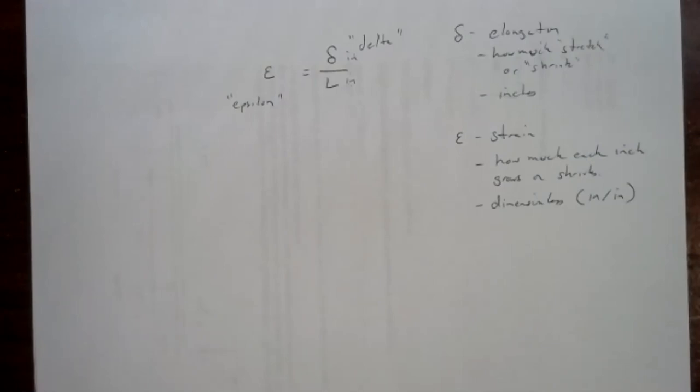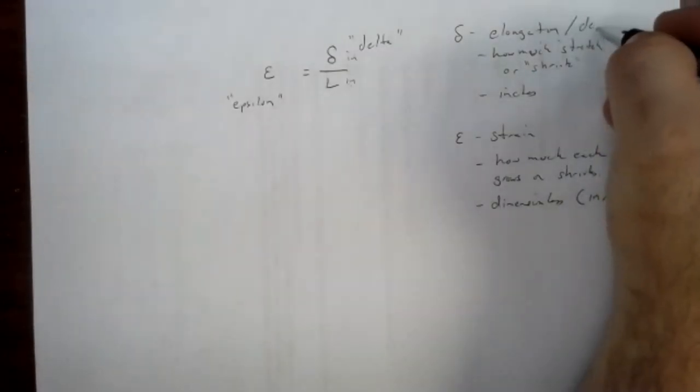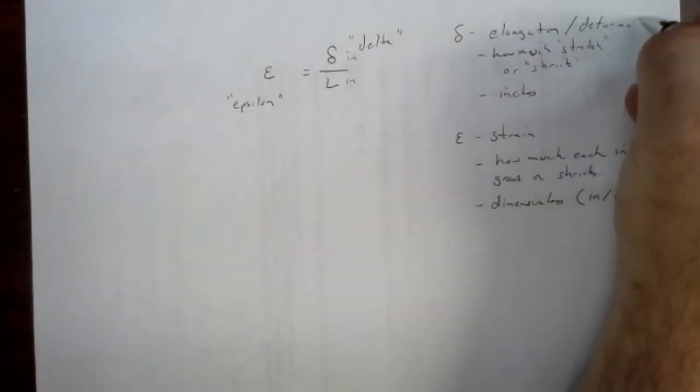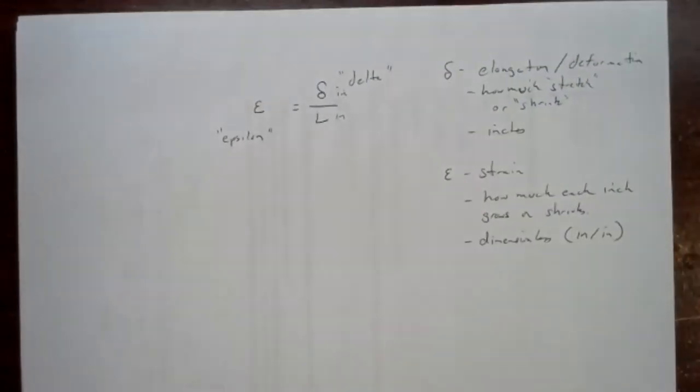But that's strain. Strain is the amount of deformation that we get, but on a material level. How many inches each inch grows or how many inches each inch shrinks. We can add that up and figure out how much overall elongation, or another word would be deformation, how much elongation or how much deformation that we get.